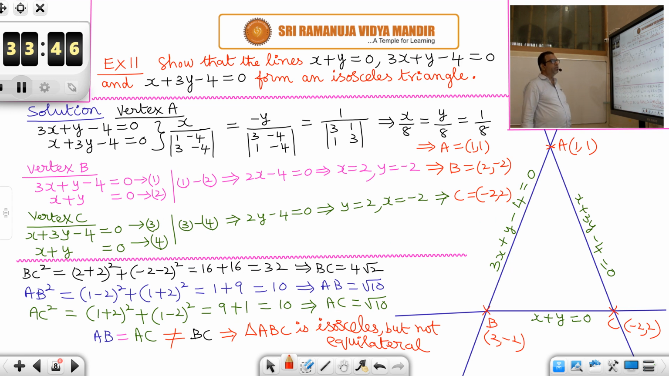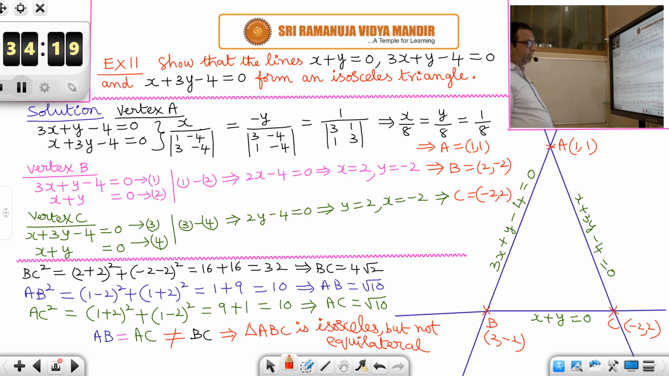Example number 11. Show that the lines form an isosceles triangle. So, this is a problem on finding the vertices. See, the equations of the sides are given. Show that the three lines form an isosceles triangle. It means three line equations are given which are forming a triangle. That means these are the equations of the three sides of the triangle. So first we have to find the vertices.